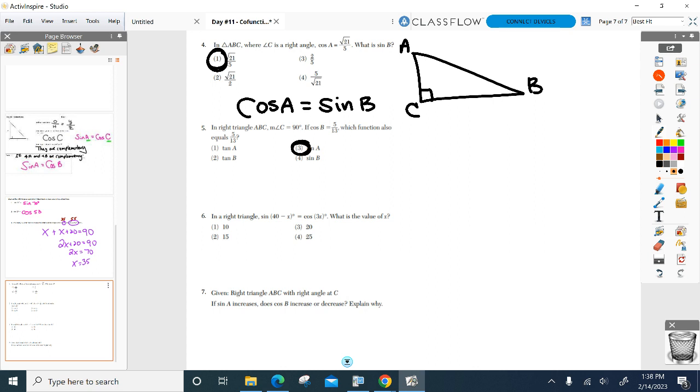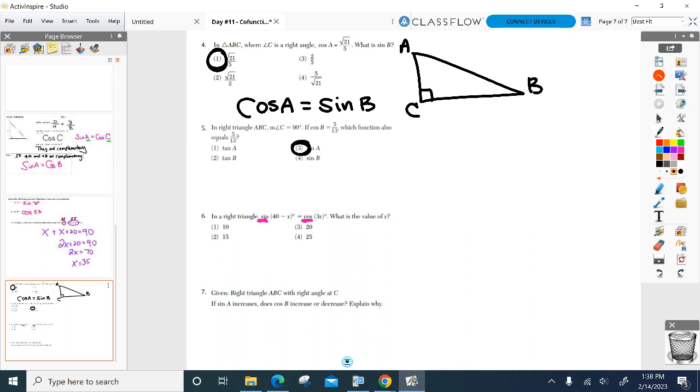Anything? All right. And then 6: sine of 40 minus x equals cosine of 3x. I get it. Everyone's going to try to do this if we're not thinking here. Right? Because you just see them and set them equal. No. Look, I have sine and cosine. I'm saying the sine value equals the cosine value.